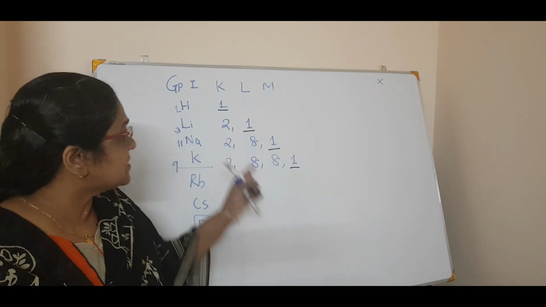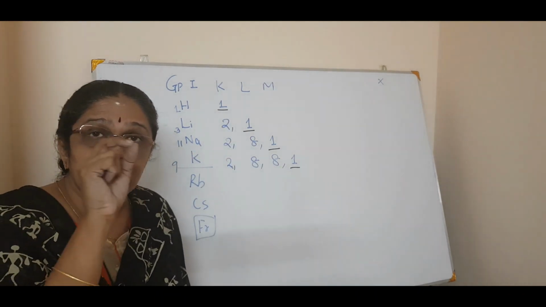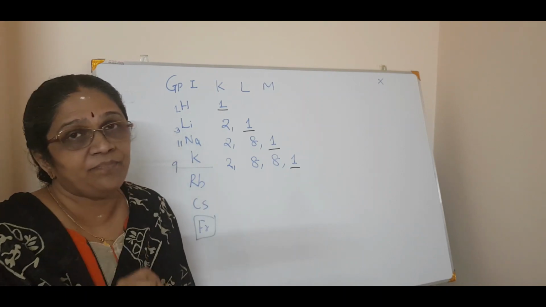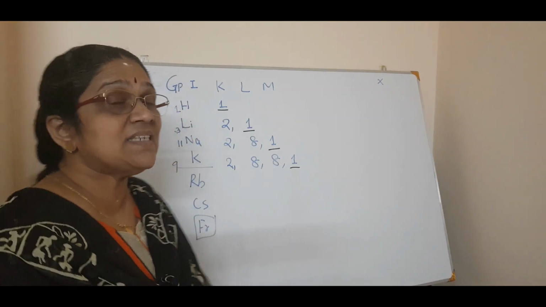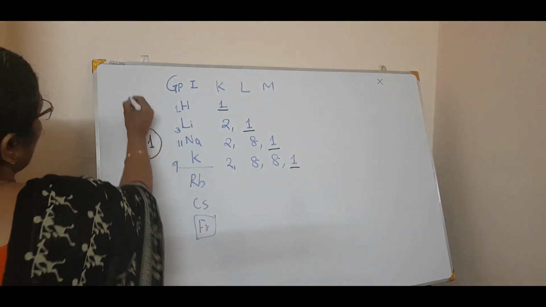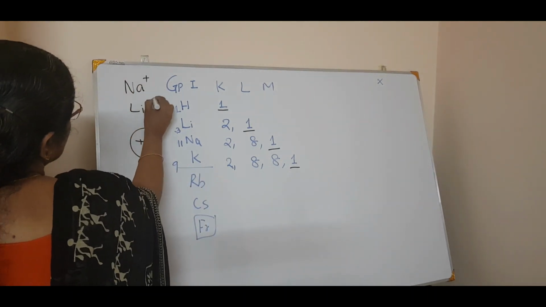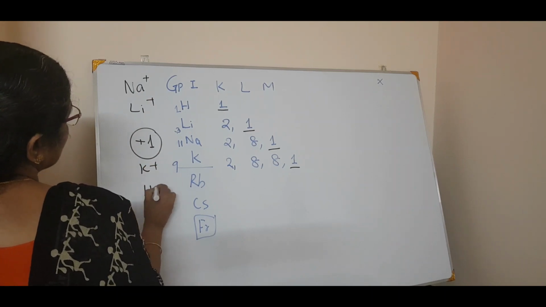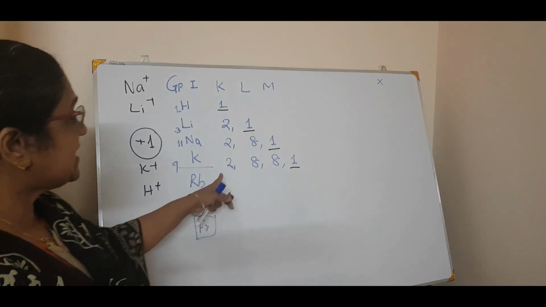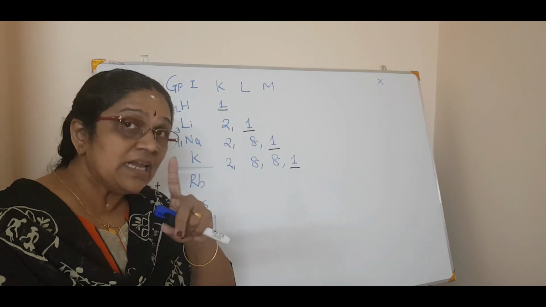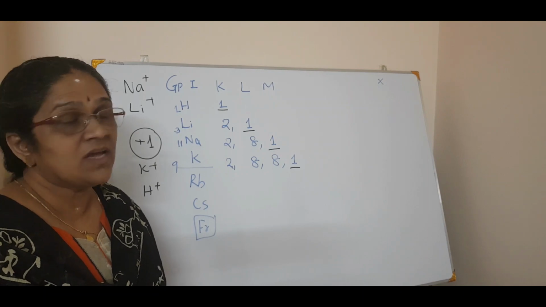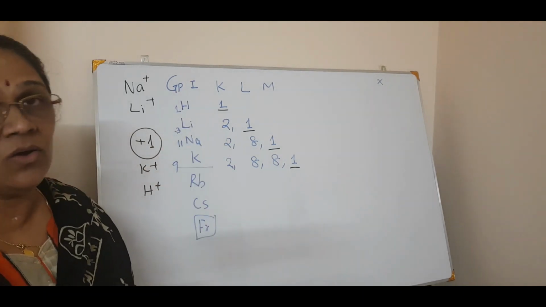Why? Because all these have the same outer electronic configuration, or the same number of valence shell electrons, that is 1. And that is why it shows a valency of plus 1. Isn't it? Na plus, Li plus, K plus, H plus. So that is why its valency is plus 1. That means it is able to donate the 1 electron and make an octet, or duplet. Correct? So this is how the periodic classification occurs.